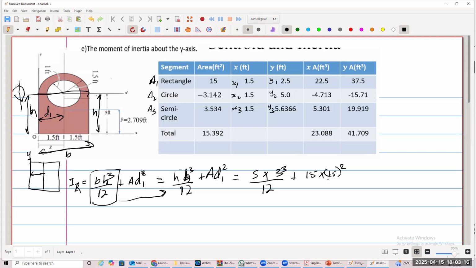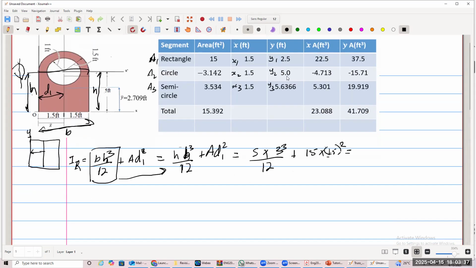So work those out. And the unit is going to be feet to the fourth, the fourth root, sorry. All right. Anyway, next one.